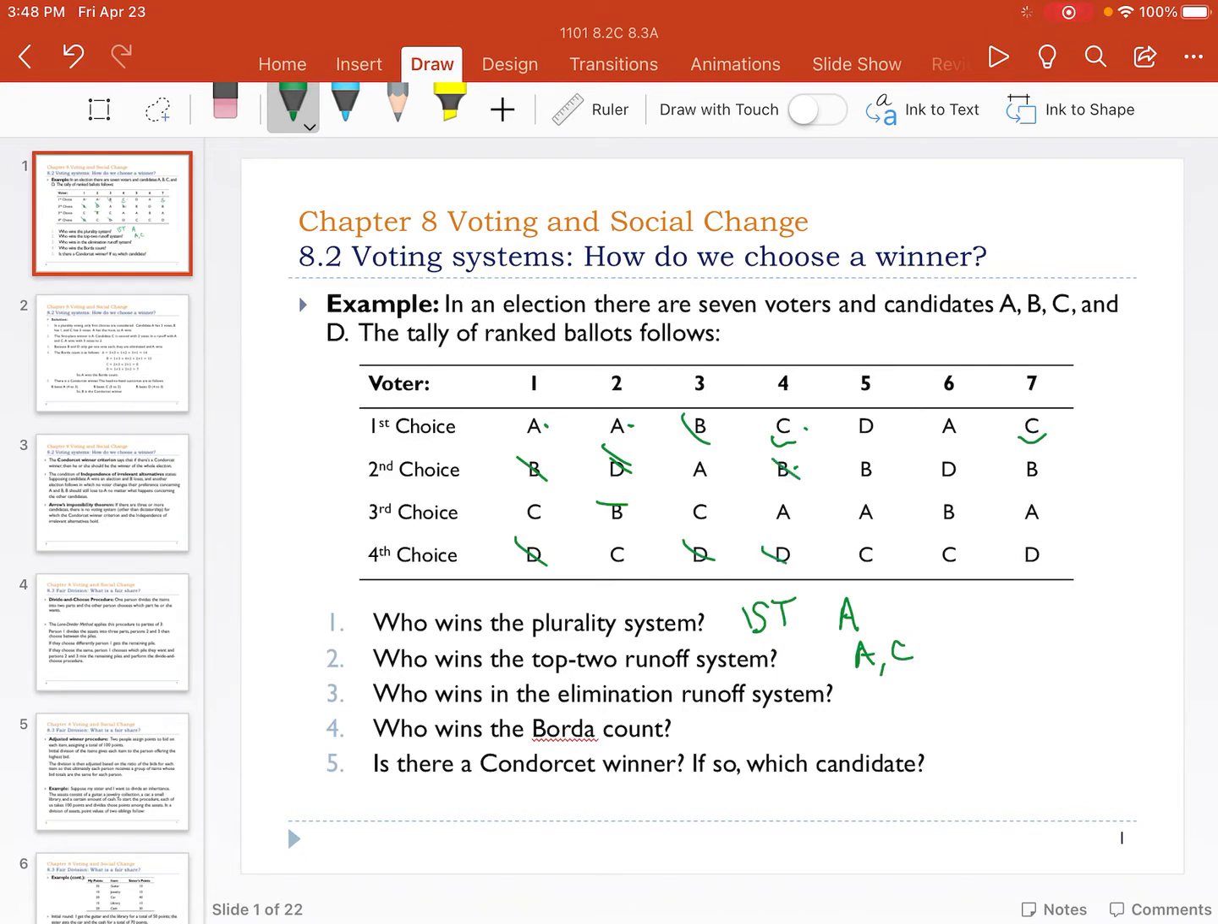From the first voter, B and D are eliminated. The second voter, B and D are gone, and just continue just like that, eliminating B and D, only leaving A versus C every step of the way.